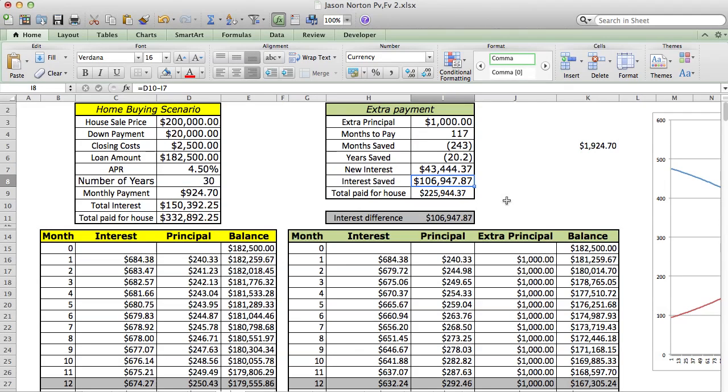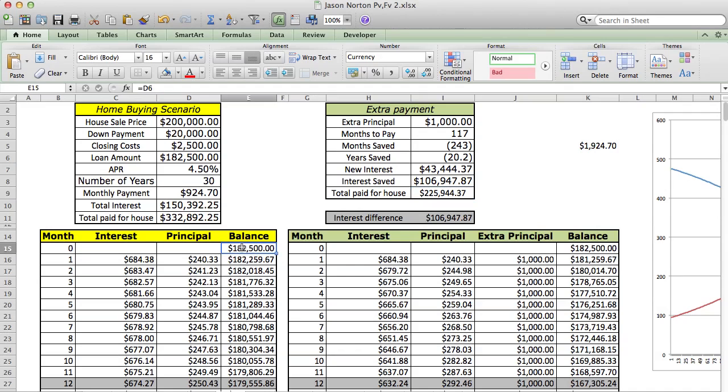You're saving yourself $106,000 in interest. So for that $200,000 home that you bought, when all is said and done, you paid $225,000 for it, close to $226,000.